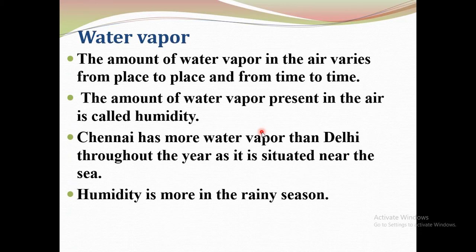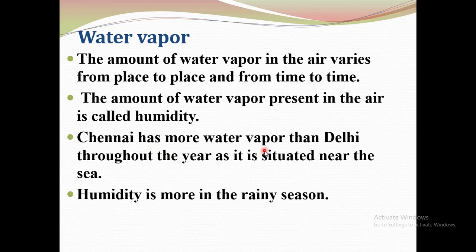Understand, children? Now we are going to see about water vapor. The amount of water vapor in the air differs from place to place and from time to time. The amount of water vapor present in air is called humidity.